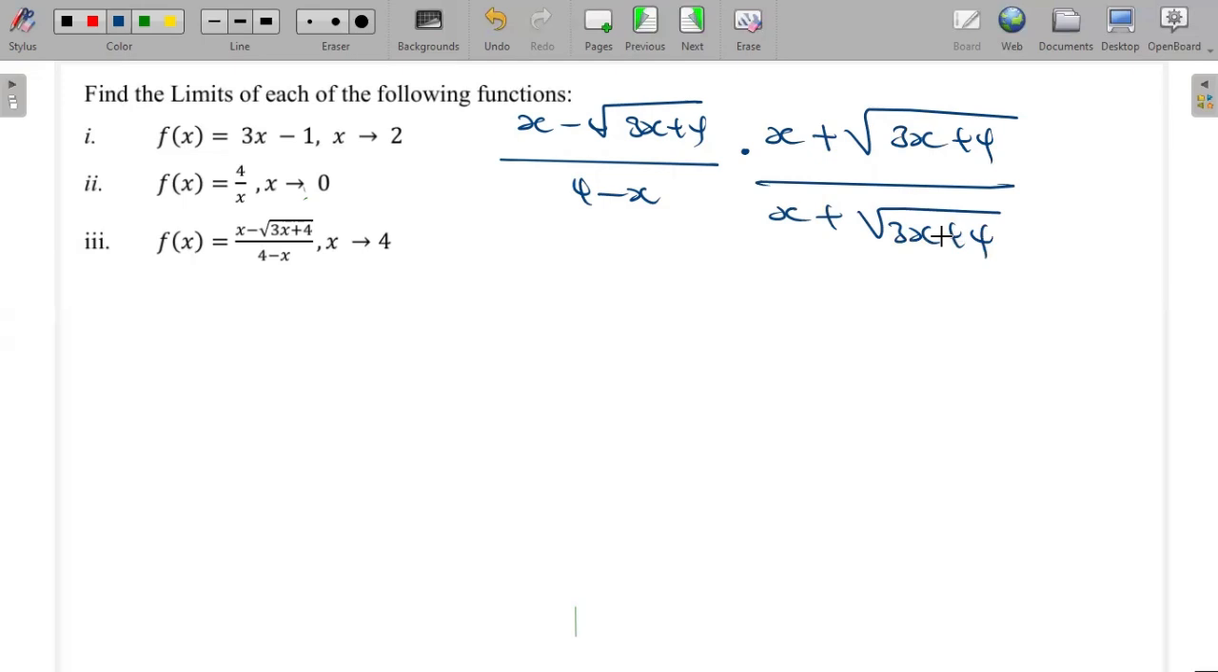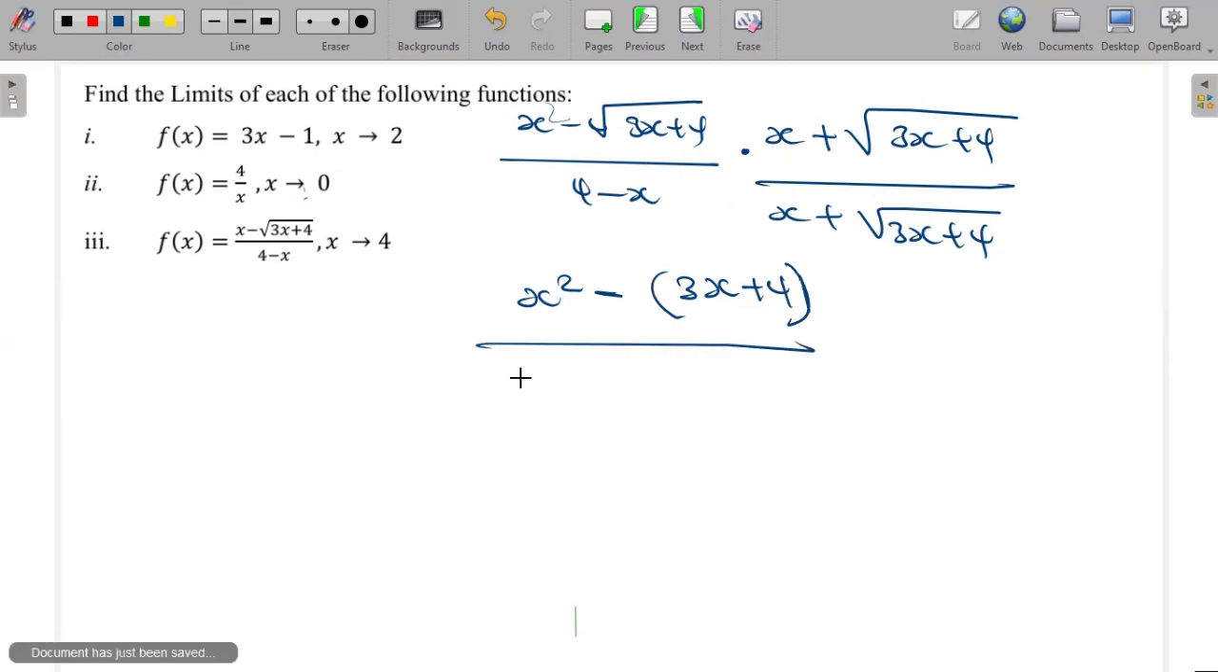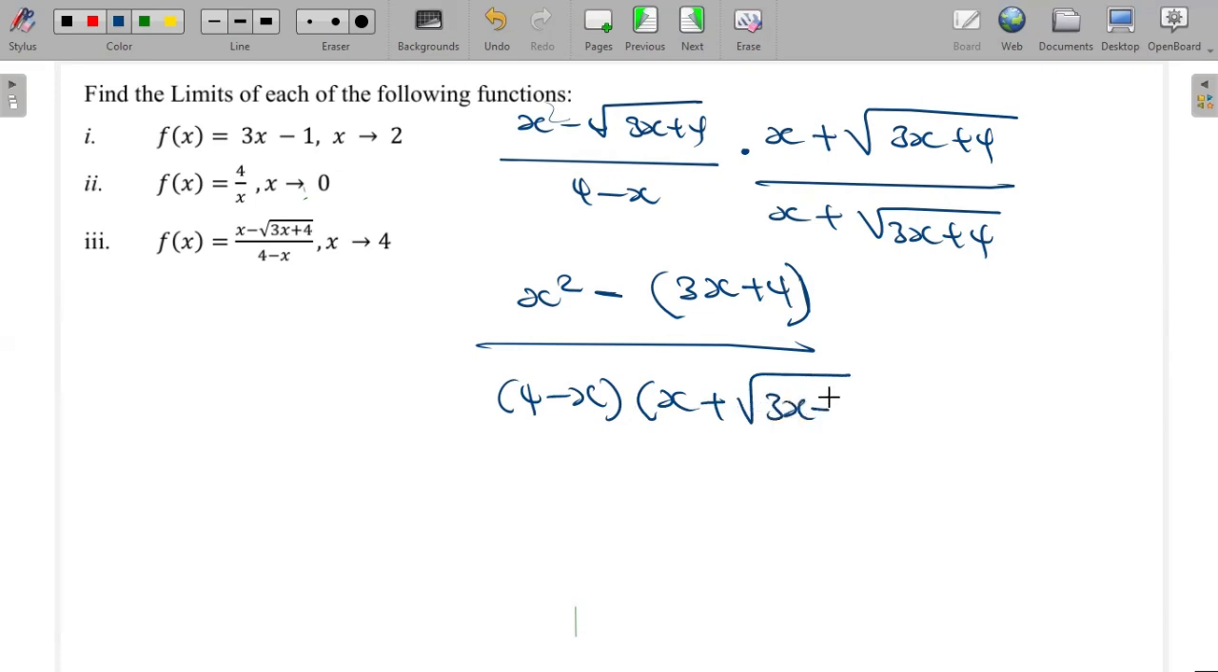And then here, what are we going to get? On top, you're just going to get x squared, and since you're squaring, you also square the square root term, and you keep that negative sign. So here I have minus, and then I square the other side, you get 3x plus 4. Since these are just conjugates of each other, I can do that easily. Then down there you have 4 minus x. I'm not going to expand that. I'll leave it the way it is.